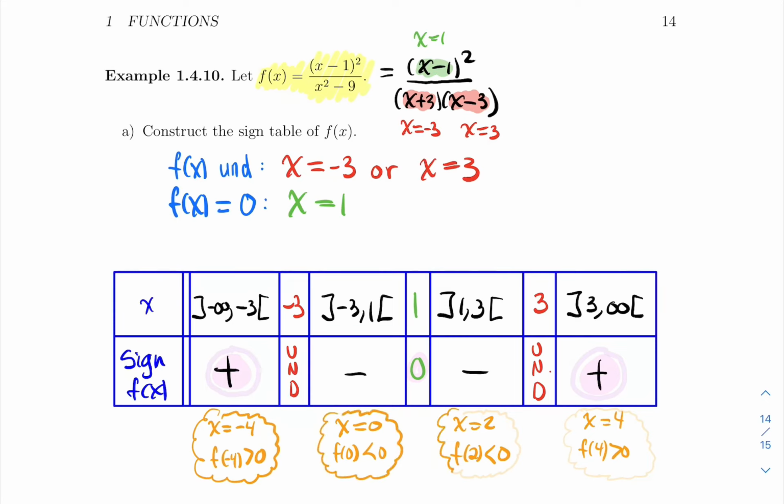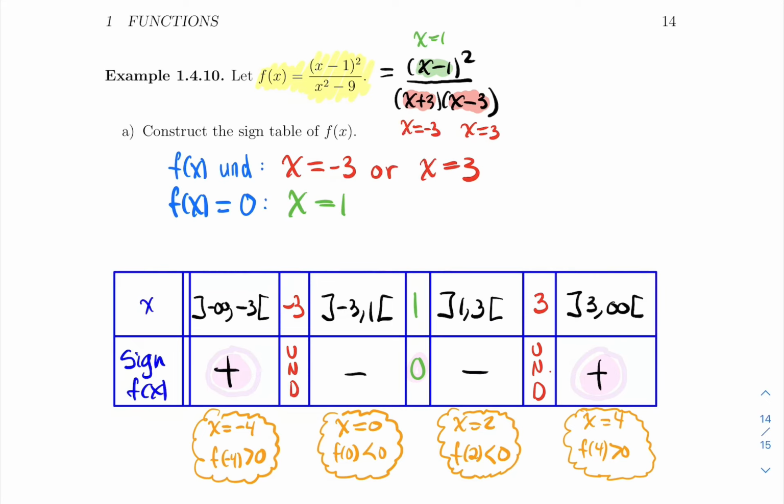So I'm not really doing the computation here, but normally you use a calculator, you plug in minus 4, you plug in 0, you plug in 2, you plug in 4, you look at the output. If it gives you 7.5 something, okay, that's a positive number, you put a plus. If you get minus 17.2, well, you just put a minus. You don't care about the actual output, just the sign, and that gives you the sign for the full interval. So that's your sign table.